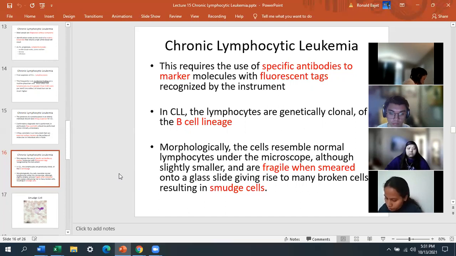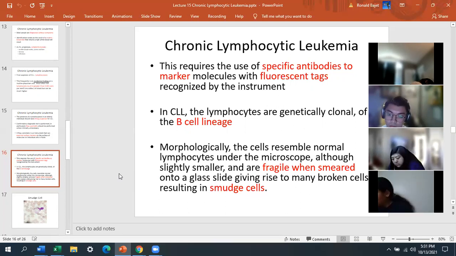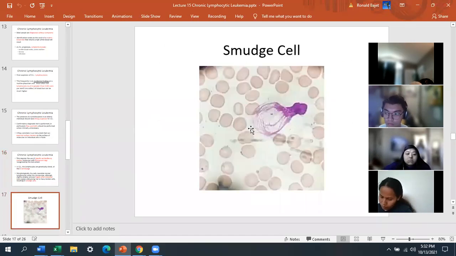One physical characteristic of patients with CLL, because of the elevated lymphocyte count, is that when you make the smears, these lymphocytes are pretty fragile. As it turns out, when you make the smear, you come up with what's called smudge cells. So this is a smudge cell. This can also be called a basket cell. Because the lymphocytes are so fragile, when you make a smear, it distorts or destroys the lymphocyte. This used to be a lymphocyte, and you get this smudge cell, or basket cell.